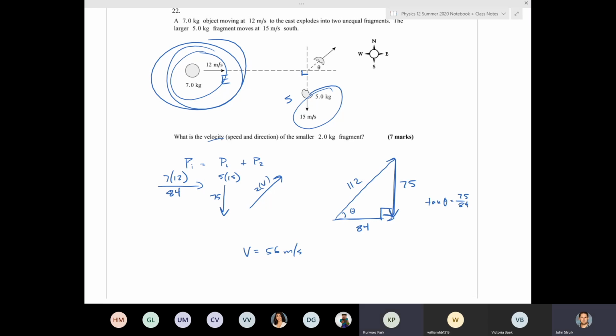But my question is, doesn't it not make sense when the hypotenuse is smaller than the opposite side? Your hypotenuse has to be bigger. Your hypotenuse is the biggest side. But when you divide it by 2 to get the velocity... Oh, right, because it's asking for velocity, not momentum. Oh, yeah.